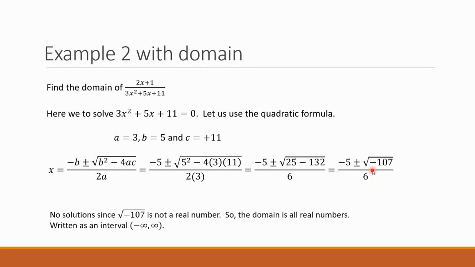Now, since we have the square root of a negative, right? That's not a real number. So because of that, the quadratic equation is telling us there are no solutions to this equation. Again, you can't take the square root of a negative number here, right? So this has no solutions, which means this is never 0. The denominator is never 0. Hence, the domain is everything, all real numbers.